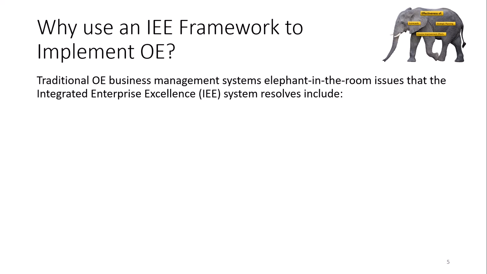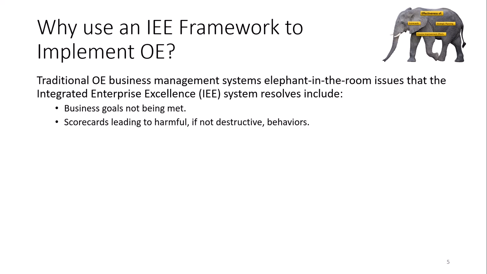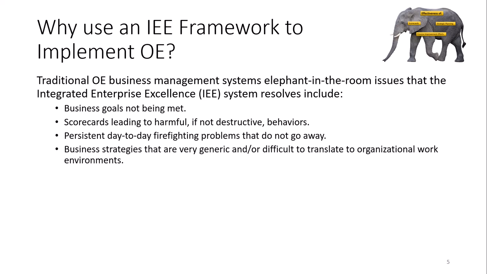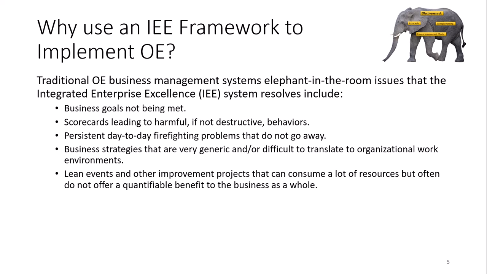Traditional OE business management systems have elephant in the room issues that the Integrated Enterprise Excellence, or IEE, system resolves. These include business goals not being met, scorecards leading to harmful, if not destructive, behaviors, persistent day-to-day firefighting problems that do not go away, business strategies that are very generic and are difficult to translate to organizational work environments, and lean events and other improvement projects that can consume a lot of resources but often do not offer a quantifiable benefit to the business as a whole.